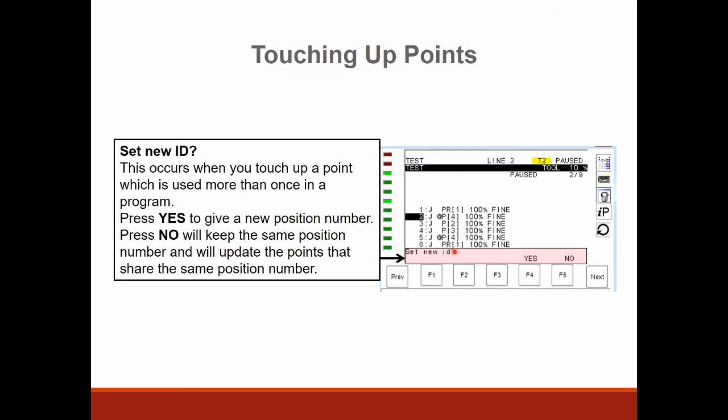So when modifying an existing program and touching up points, if that particular position is repeated elsewhere in the program and we're touching up one of those positions, we'll get a comment here at the bottom that will ask us if we want to set a new ID. And what it's asking is, do we want this to be a unique position, or are we modifying that position that's also repeated elsewhere? It's a good way to double check and understand what changes we are making and how that could potentially affect the program.